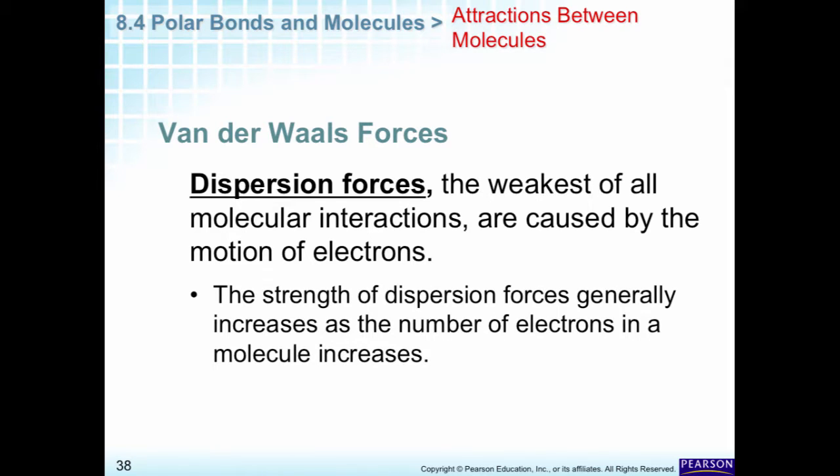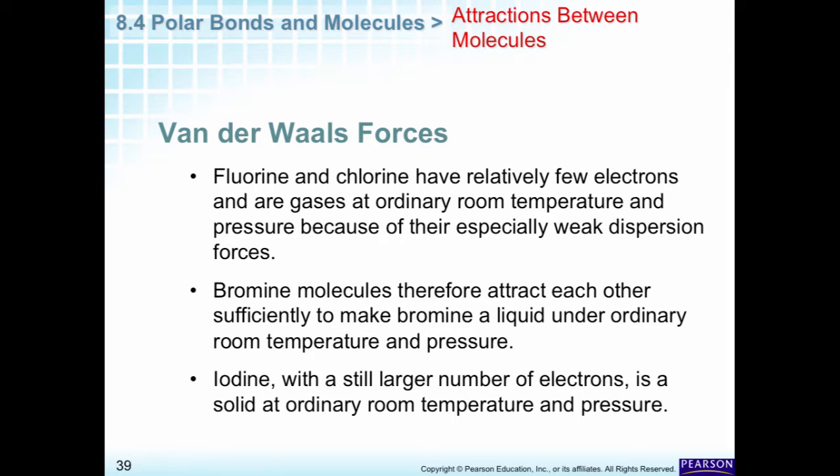Of course, the more electrons you have in a molecule, especially a nonpolar molecule, the more chance that you're going to have a stronger dispersion force. So if we look at the halogens, fluorine and chlorine don't have a lot of electrons, and they're gases at room temperature. Bromine has more, and they attract sufficiently to make it a liquid at room temperature. And then iodine has a lot more electrons, and so it's a solid at room temperature and pressure.